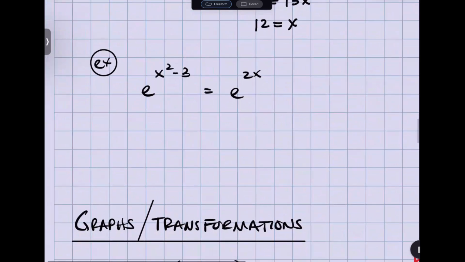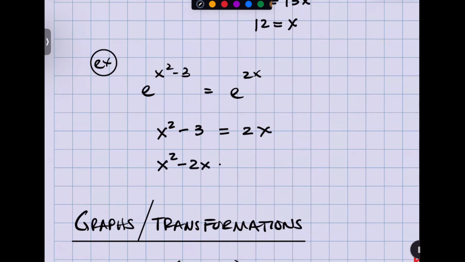All right, so with e, since the bases are the same, that means the powers must be the same. So right here, because the e's are the same, I'm just going to leave it alone. x squared minus 3 is equal to 2x. I see a square term and an equal sign. What should I be thinking of? Correct, quadratic equations. Good job, guys. Anytime I see a square term and an equal sign, I should always think quadratic.